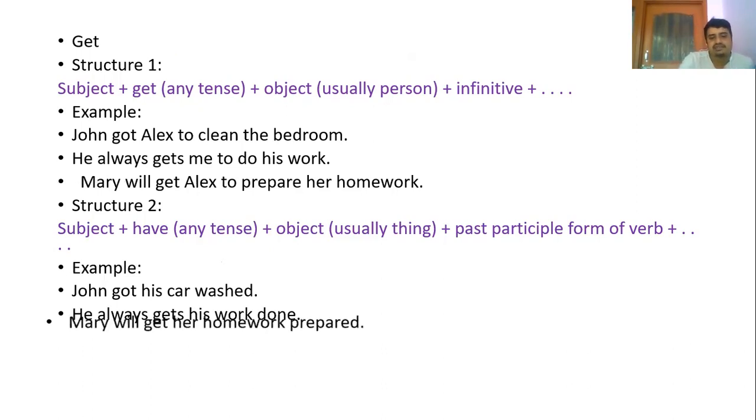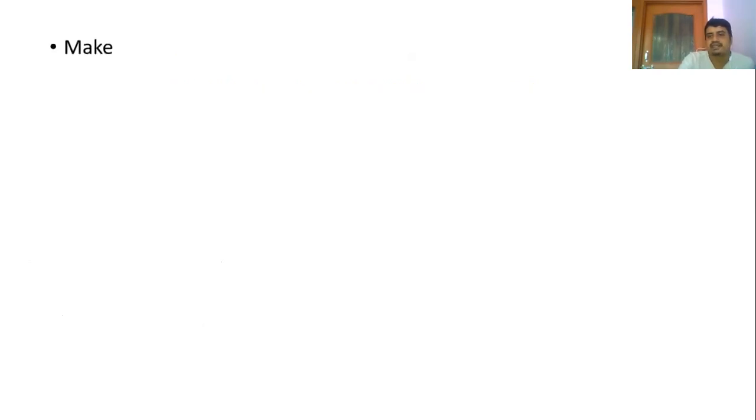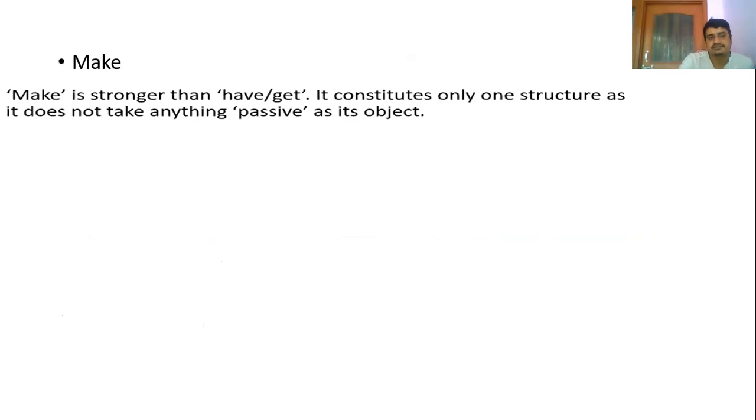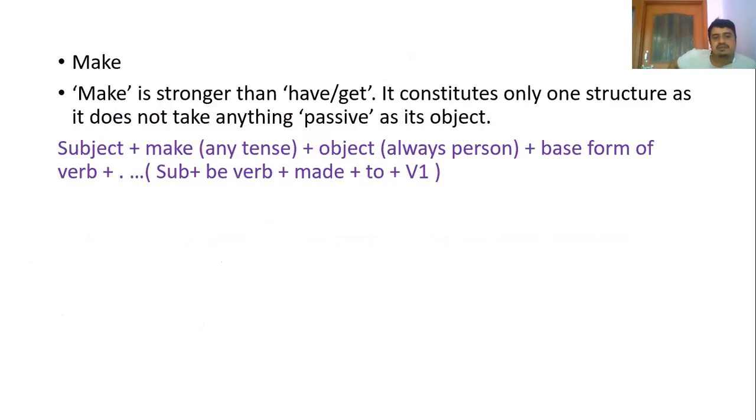These are some other examples. I think it is not necessary to read out, so I am just skipping the slide. Now make. Make is stronger than have or get. It constitutes only one structure, as it does not take anything passive as its subject. Look at here. Subject plus make plus object, always person, base form.